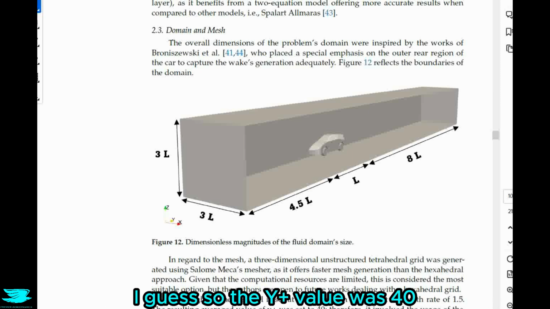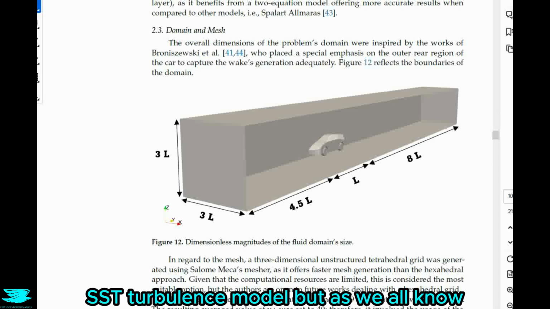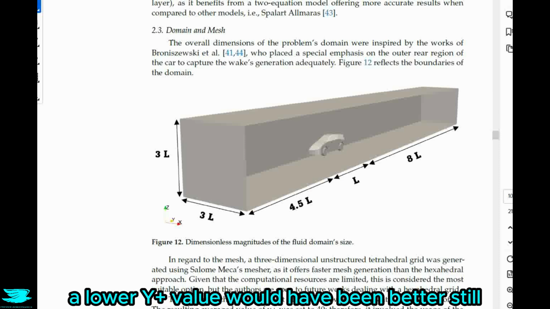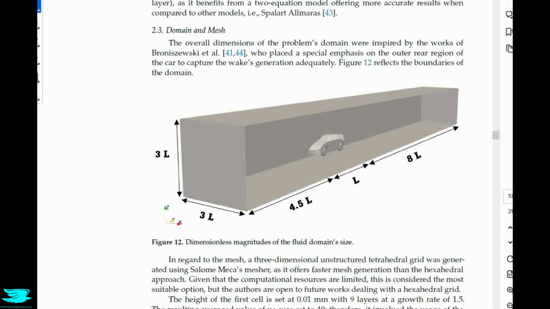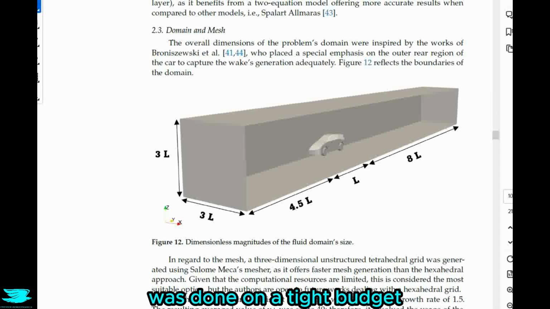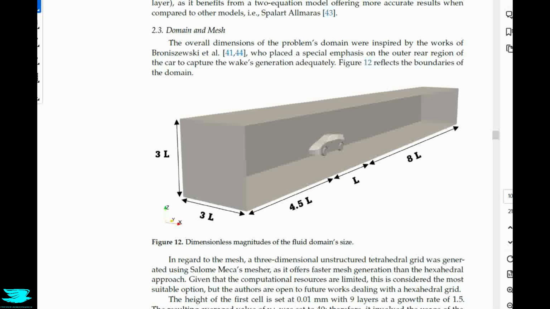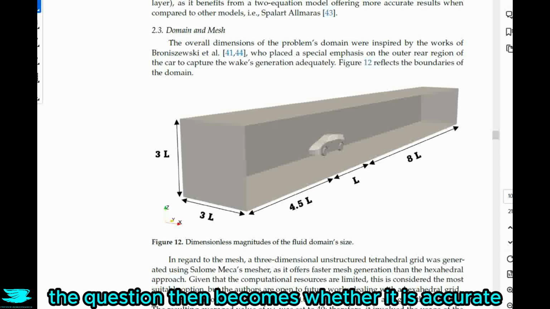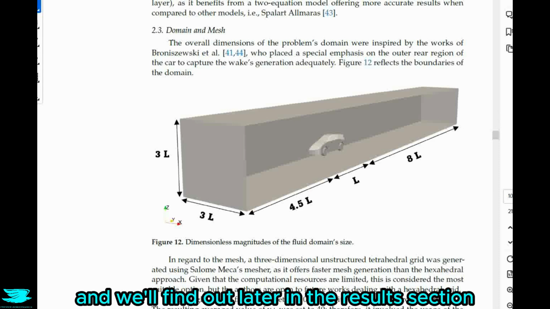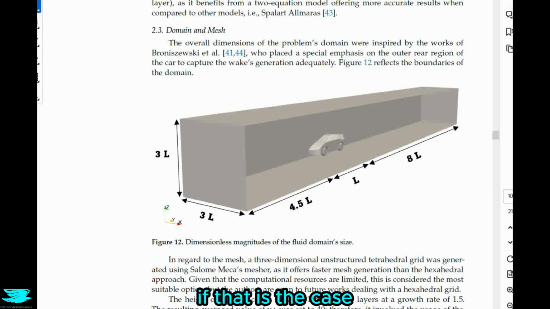So the Y plus value was 40, which is okay considering that they are using the k-omega SST turbulence model. But as we all know, a lower Y plus value would have been better still. So it becomes very clear that this CFD was done on a tight budget. At least that's the impression I'm getting so far. The question then becomes whether it is accurate enough to show any real results. And we'll find out later in the results section if that is the case.